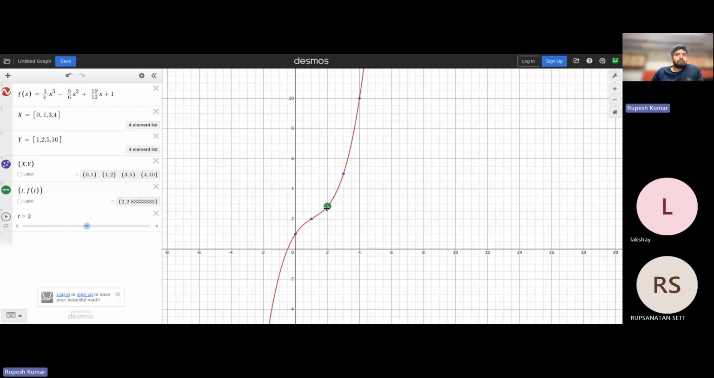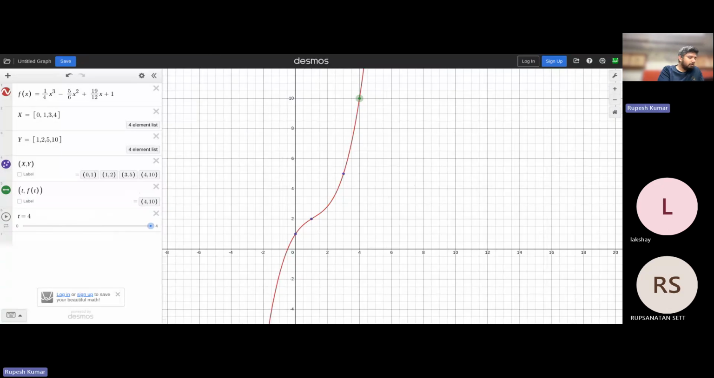So at t equals 2, the function value is 2.833. Similarly, for t equals 2.7, you get 4.12. So this is how you can use polynomial interpolation to fit a polynomial function for a given set of data points, right?